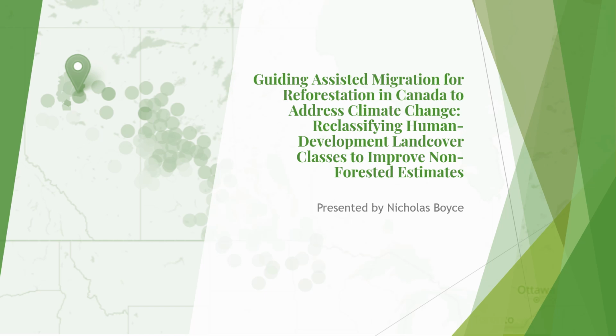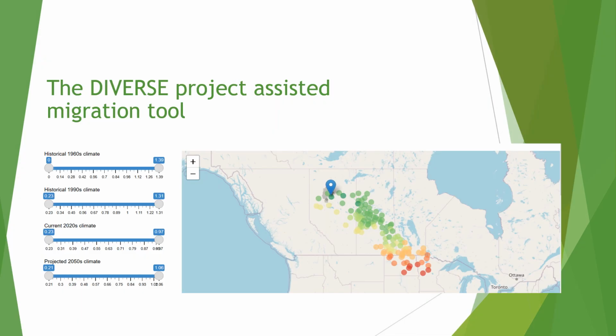Hello, my name is Nicholas Boyce, and today I'll be giving a presentation on reclassifying human development land cover classes to improve non-forested estimates. Starting with a little bit of background, here at the Haman Lab we're working on this diverse project assisted migration tool, which is a tool meant to inform foresters on where they can supply their provenances from, so that trees planted at a particular target site are well adapted for future climates.